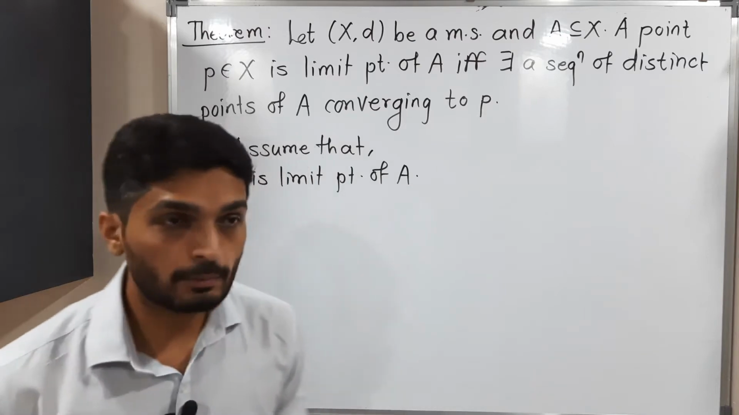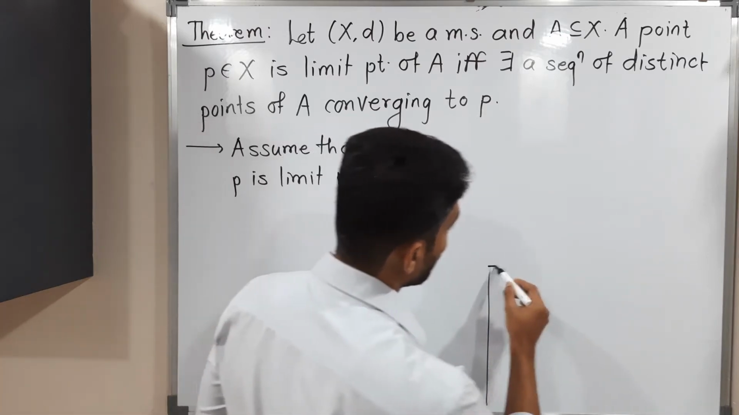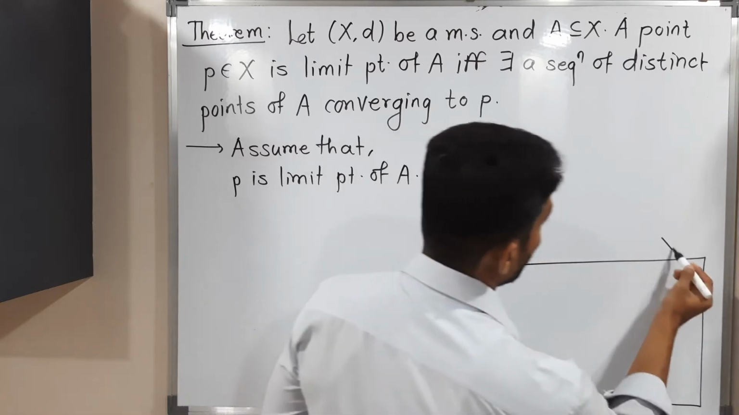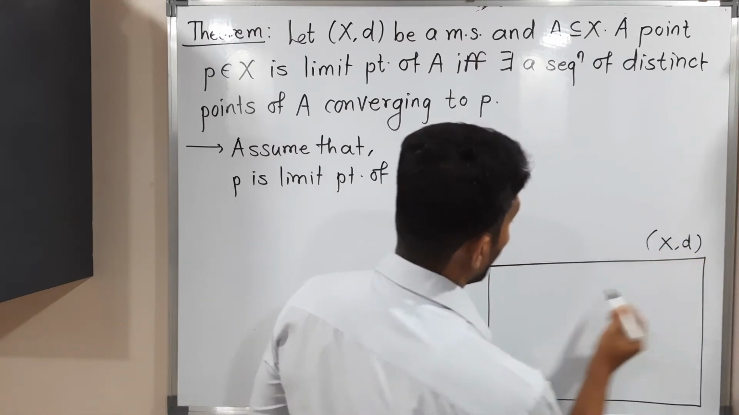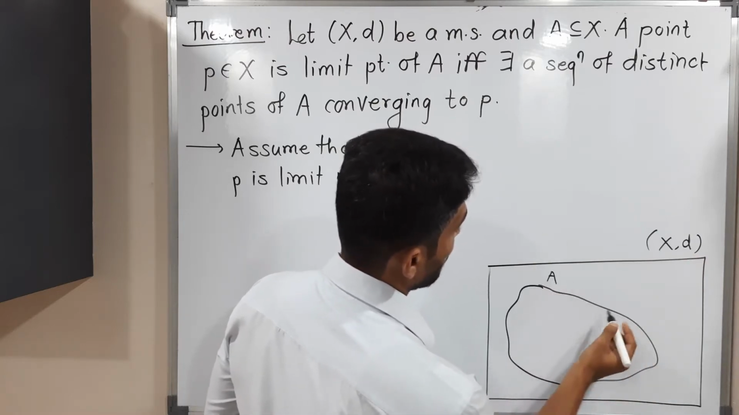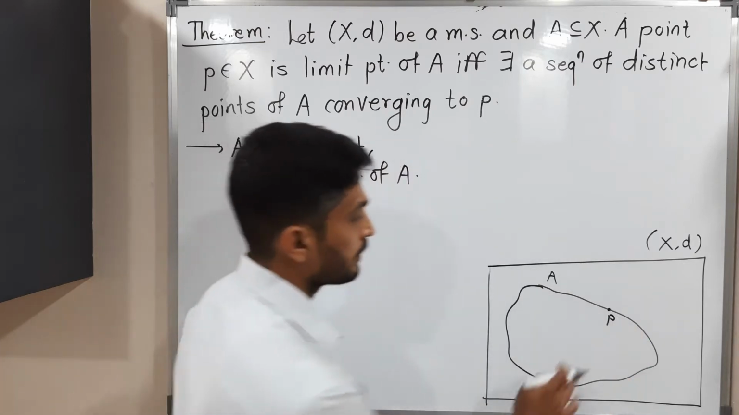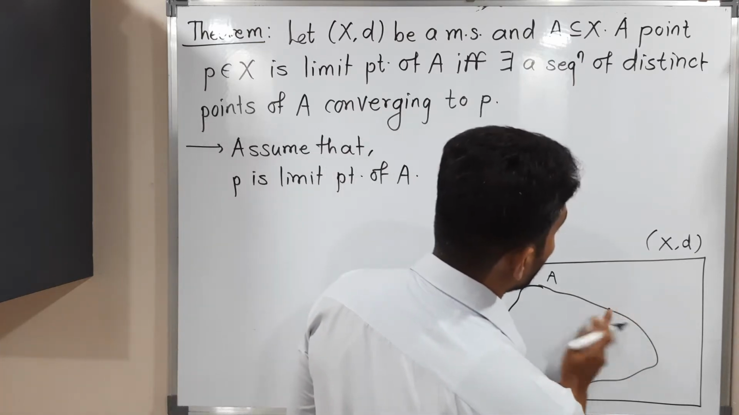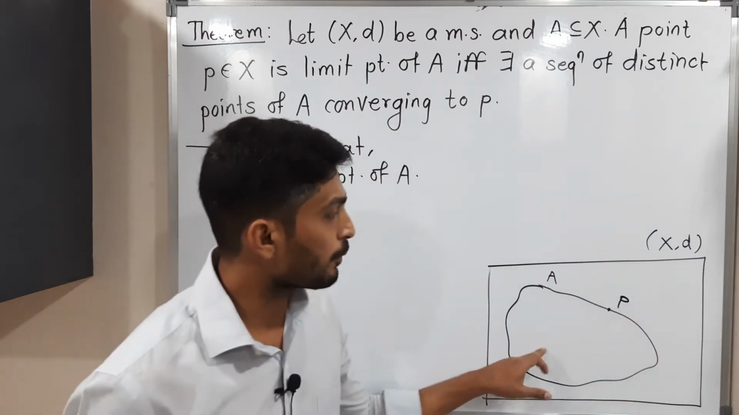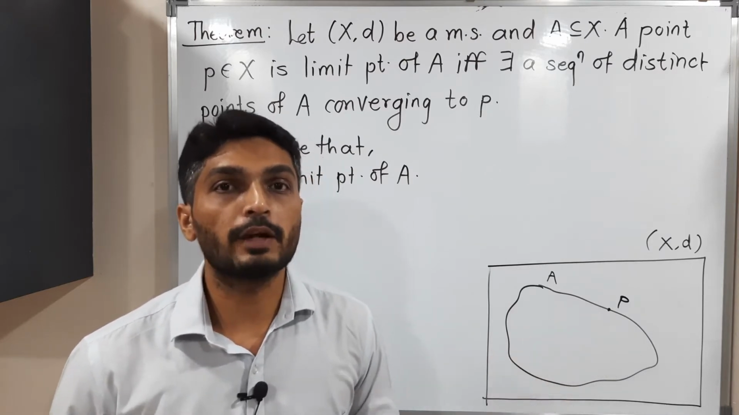I will draw a diagram so you can easily understand what I want to say. Suppose this is a metric space (X, d). We have some subset A of X, and P is a limit point of A. I will write here: P is a limit point of A if and only if there exists a sequence of distinct points of A converging to P. This thing we have to prove.